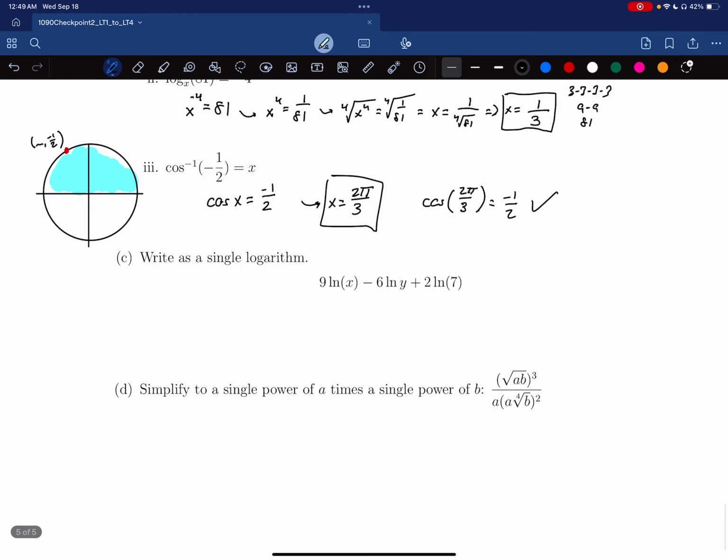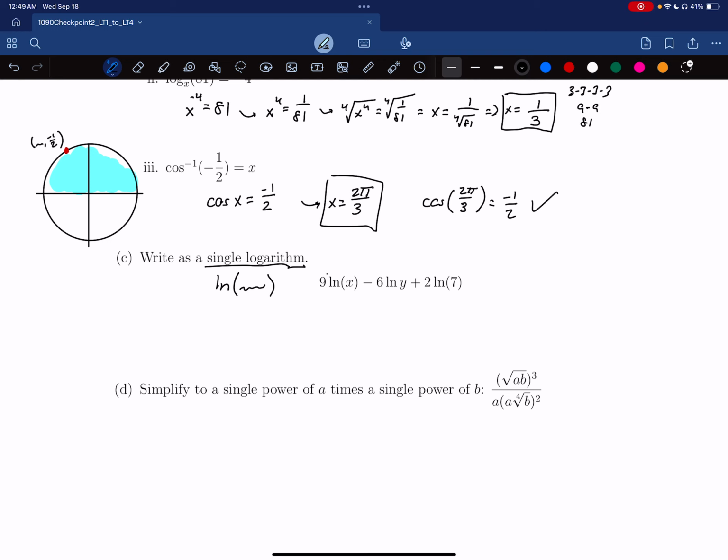Part C is asking us to write this as a single logarithm. And what this is saying is that we want this in the form of ln of something. We don't want multiple ln's, we just want one natural logarithm with every term grouped inside. So I'm looking at this question here, and we have 3 different natural logarithms. The first step is to try to simplify them so that it's just ln of something minus ln of something plus ln of something.